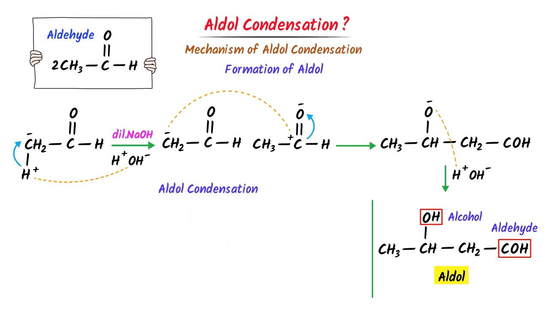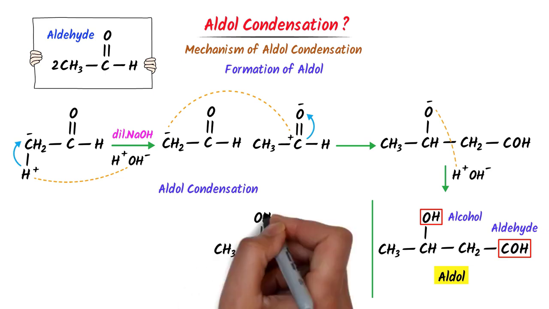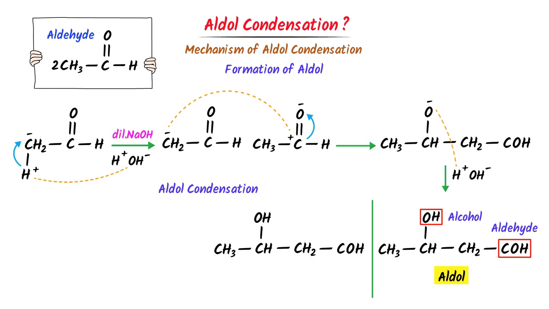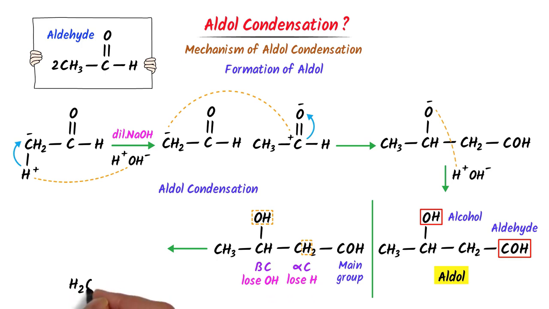We know that aldol condensation is the removal of water molecule from the aldol. I write here this aldol. We provide some sort of heat to it. We can see that this CHO is the main group. This is alpha carbon. This is beta carbon. Now listen carefully. The alpha carbon will lose hydrogen and the beta carbon will lose OH. Let me repeat it. The alpha carbon will lose hydrogen and the beta carbon will lose OH. Hence I write here H2O and I write this remaining molecule.